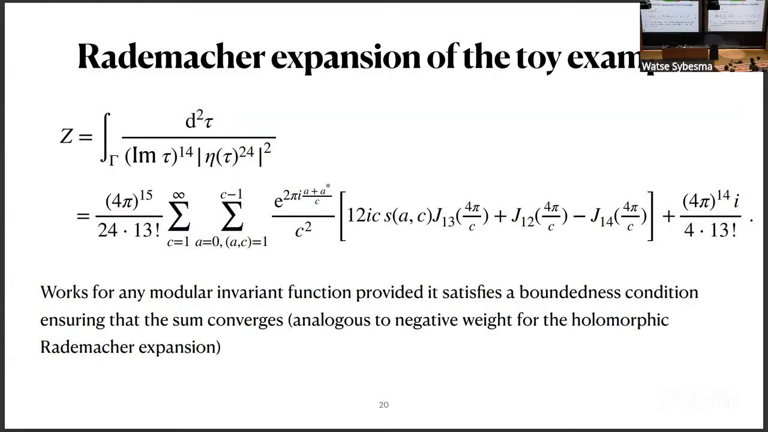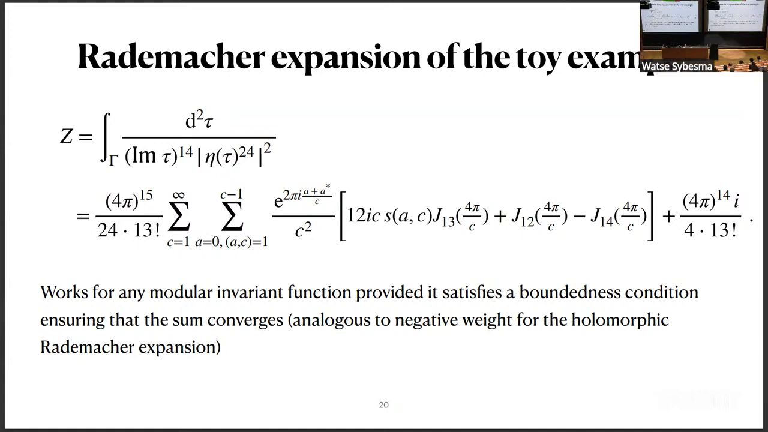And I just want to emphasize that this way of computing integrals over the fundamental domain is not really special to string amplitudes, it works for any modular invariant function, provided it satisfies a certain boundedness condition, and this boundedness condition translates to the fact that the sum has to converge absolutely. Roughly speaking, if you're familiar with the usual Rademacher expansion, it's analogous to the fact that the modular weight of the object that you're integrating has to be negative.